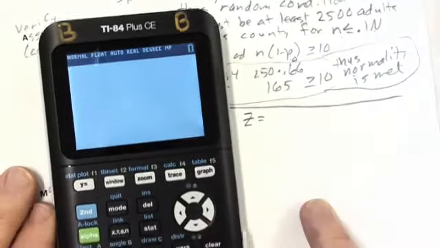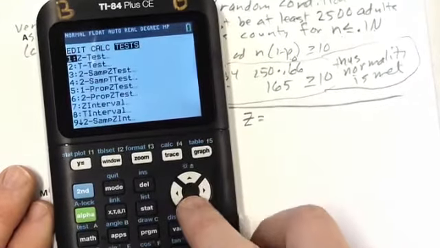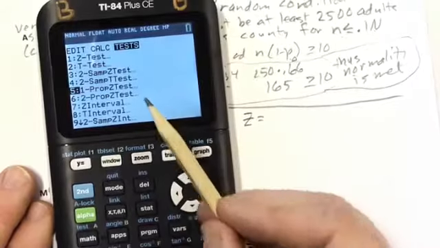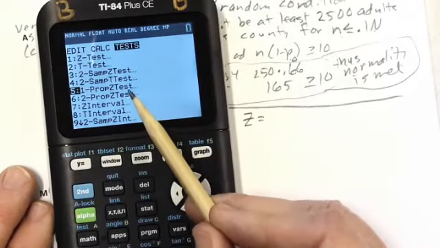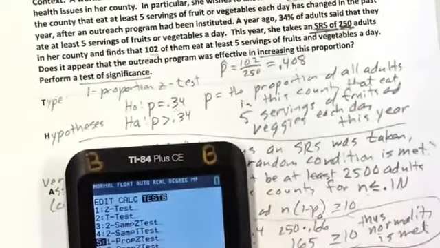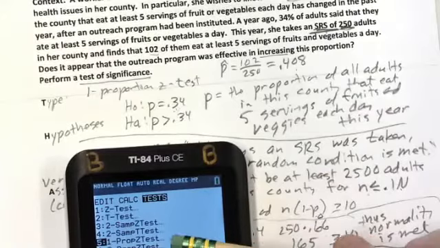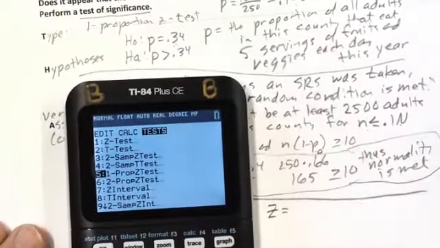And so to do this, you're going to hit the stat button and you go to tests and you go down to option 5. So this chapter is all about option 5 and option 6. Okay. So option 5, one proportion z-test. And if you forget the name, there it is. So, one proportion z-test.